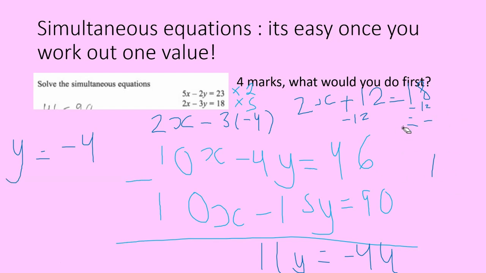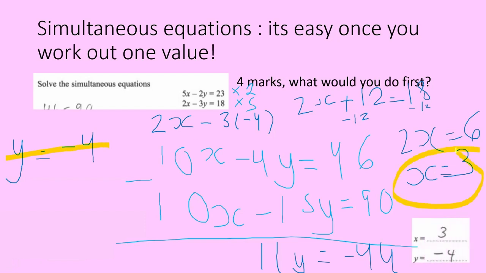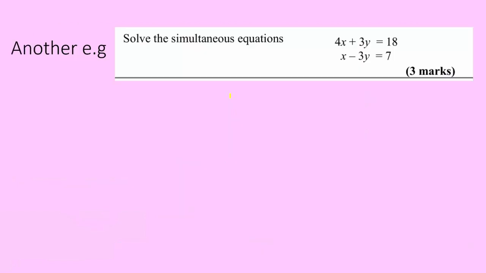So then we can eventually just get our x value. So then we get 2x equals 6 because 18 minus 12 is 6. Then we do divided by 2 on both sides, and then x is 3. So then our final values are y equals minus 4 and x equals 3, which is correct. So that's basically how you do it. So just make sure first we need to just work out one, then you substitute it into the equation. Let's go through another example.